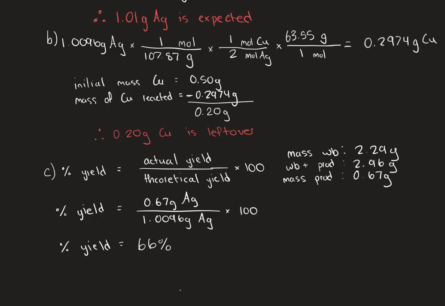Now for question C, I'm going to write a brief little statement. Therefore, the percent yield of silver was 66%. In an ideal world, my percent yield should be 100%, but there are a few sources of error that result in a lower yield.